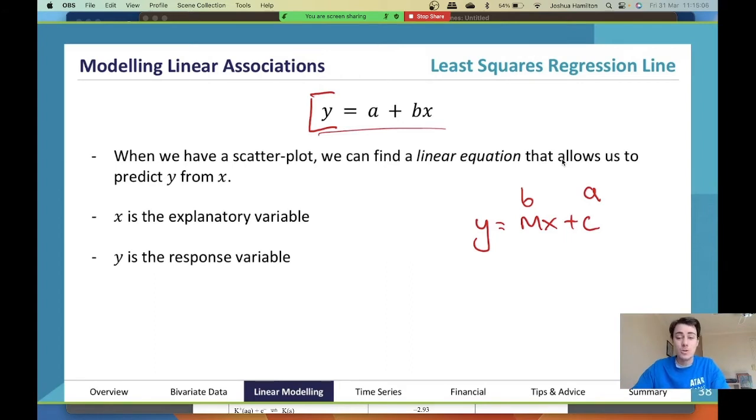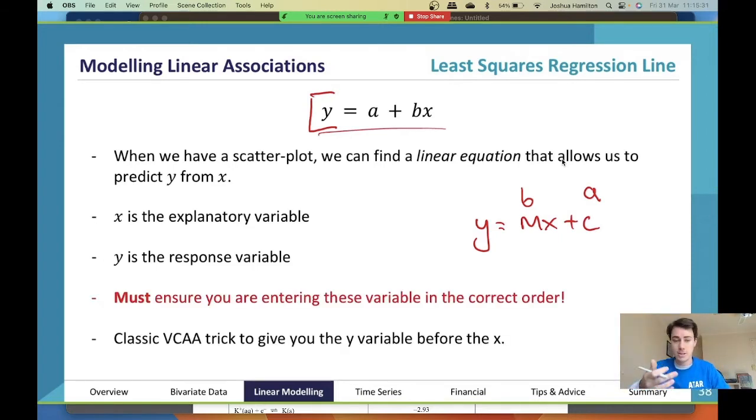You need to make sure you put your a, which is your y-intercept, before you put your gradient and your x variable. Really, really, really important that you change that up. I know you're all probably used to y equals mx plus c, but you just need to flip it. That's just reality. It's just a very minute, silly detail that you just need to persist with. Make sure you're entering the variables in the correct order. A classic VCAA trick is to give you the y variable before the x, because usually the x goes before the y. And you always look at explanatory first, and then you look at the response.